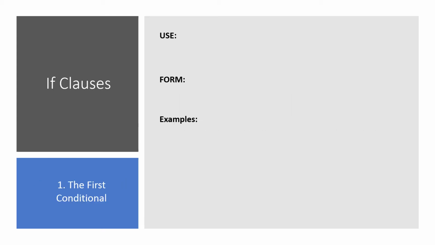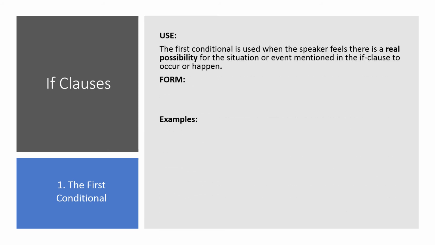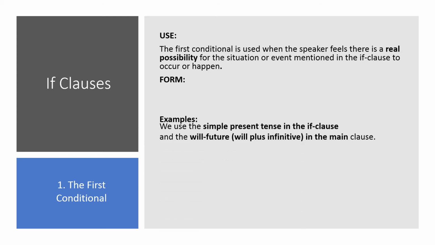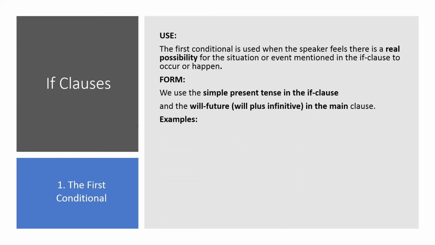Let's have a look at the first proper conditional, which is why we call it the first conditional. So when do we use the first conditional? The first conditional is used when the speaker feels that there is a real possibility for the situation or event mentioned in the if clause to occur or happen. And we use the simple present tense in the if clause and the will future, which is will plus the infinitive, in the main clause.